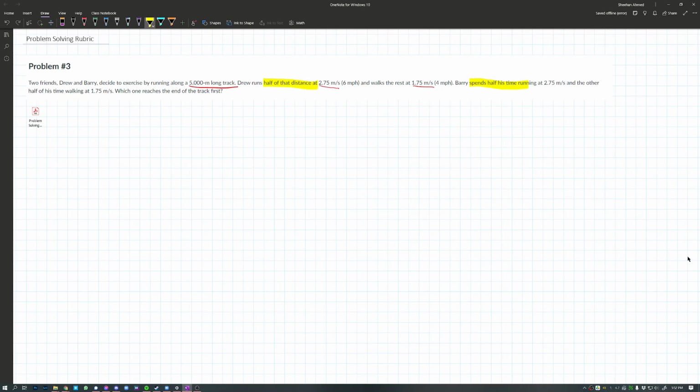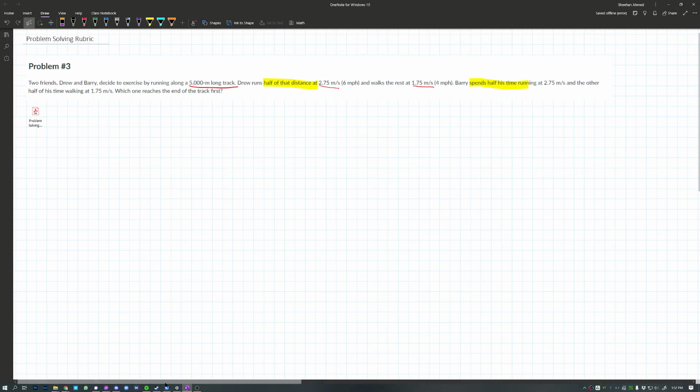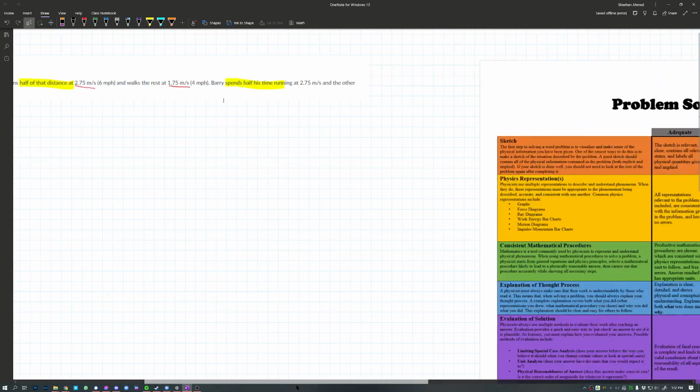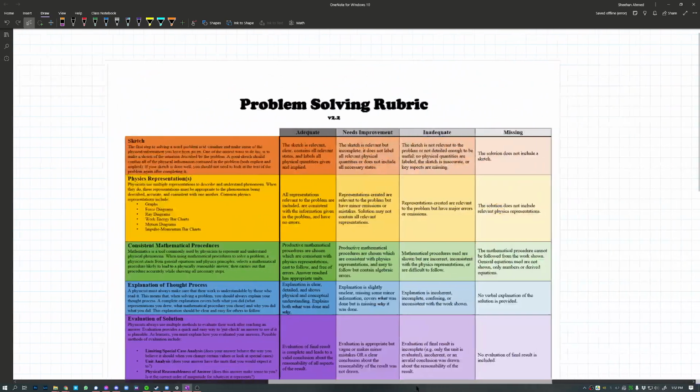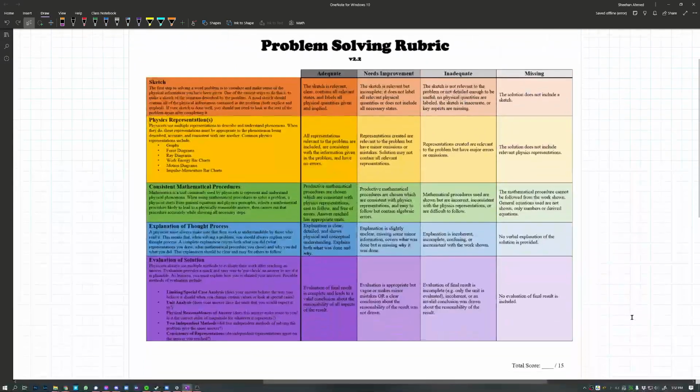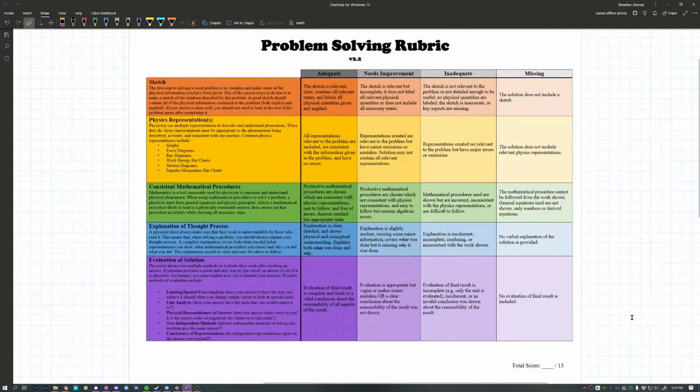Okay, this is not the simplest of problems. It sounds a bit complicated. Let's see how we would approach it. As you know, we have this nice problem-solving rubric that you'll be graded on, and you can use the rubric as a guide on how to approach a problem.